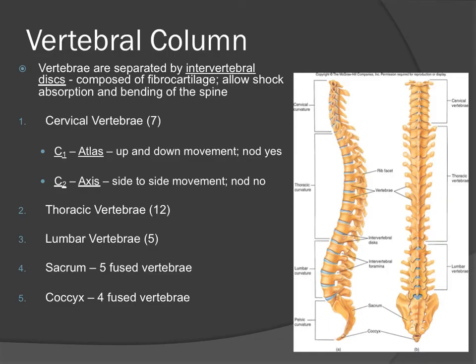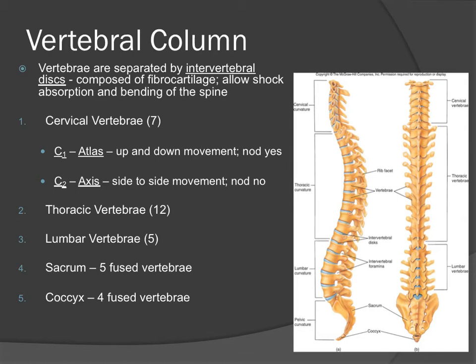The vertebral column, the vertebrae are separated by intervertebral discs composed of fibrocartilage, allowing shock absorption and bending of the spine. So we need to understand that we have different vertebrae, and they're referred to as the cervical vertebrae. So that starts at the very, very top, and that's the first 7. That is your cervical vertebrae. C1 is called your atlas, and that allows you to like nod yes up and down with your head. And C2 is called your axis, and that allows you to move side to side like you're saying no.